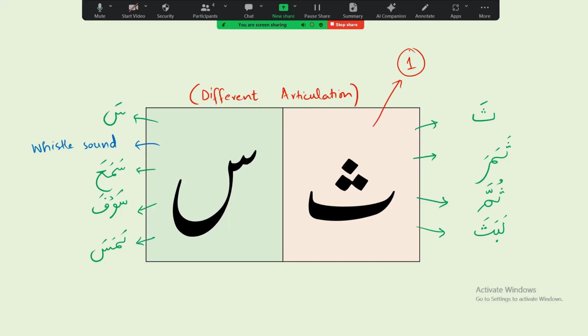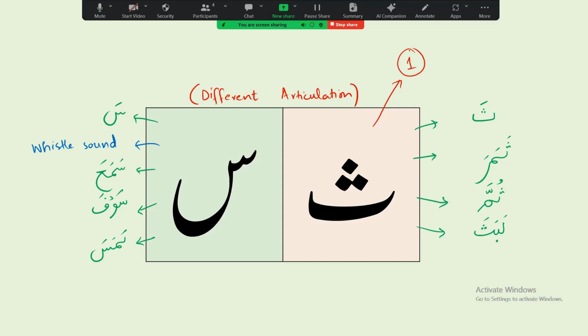To create a difference between this pair, you are supposed to just focus on the articulation point, because the articulation point is different. For the first one, take the tip of your tongue and touch it with the edges or tip of your upper front two teeth and make a sound like sa. But for the second one, sisters, you can remember that it is just like the S of English, like the S alphabet, right? So we have that whistle sound in it as well. The articulation for that is that the tip of our tongue touches the back part of our upper and lower front two teeth, right?